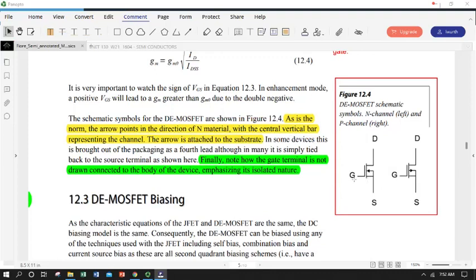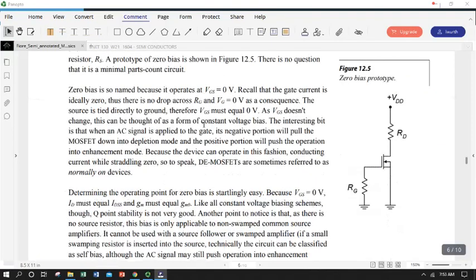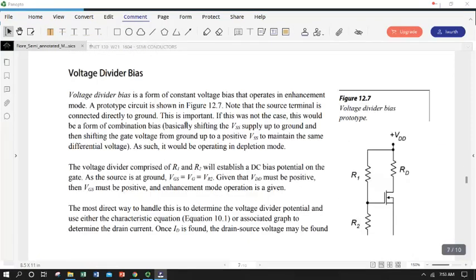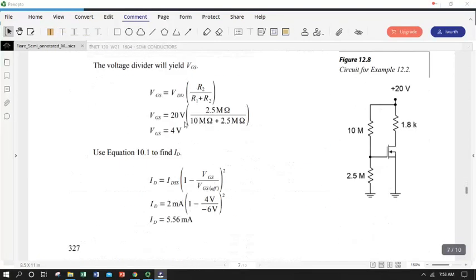We have a little bit different symbols here for our depletion or D MOSFETs. So same kind of convention regarding N channel, P channel in the direction of the arrow. Okay, so that is it for D MOSFETs. Very similar to JFETs, but mainly that insulated gate, a different mechanism of creating our depletion zone to throttle.